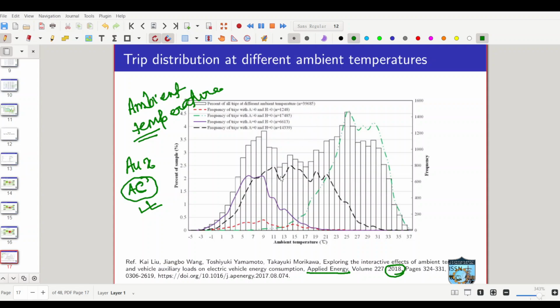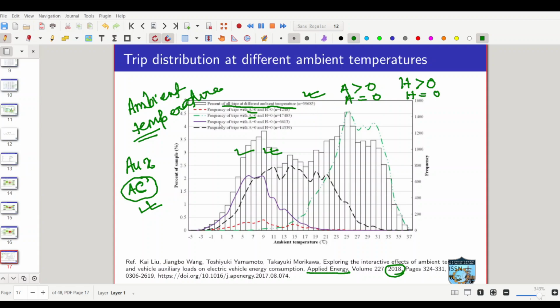So here if you see this curve that they have provided, we can go through it. So you will see percent of all trips, here trip means the driving at different ambient temperature. So number of tests they have done. Okay, so this bar chart or histogram they have provided. Frequency of the trips with AC, no AC, AC greater than 0 means air conditioning is provided, and AC equal to 0 means there is no air conditioning, whereas H greater than 0 means heating is provided inside the vehicle, and H equal to 0 means no heating.